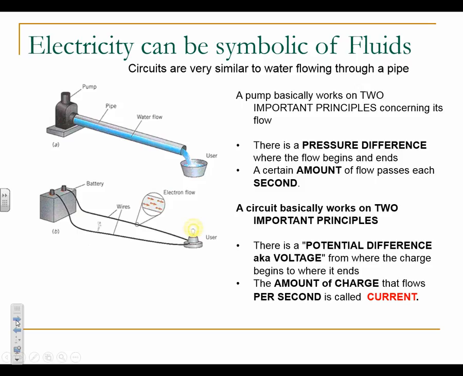A pump basically works on two important principles concerning the flow of water. There's a pressure difference from one end to the other, where the flow begins and where it ends, and a certain amount of flow passes each second. Well, a circuit basically works the same way. There's a potential difference or a voltage difference where the charge begins and where it ends. And the amount of charge that flows per second is called the current. So when water has a current, that's the same as our electrical current. So it's the amount of charge per second instead. So that's a way of thinking about electricity through a circuit.